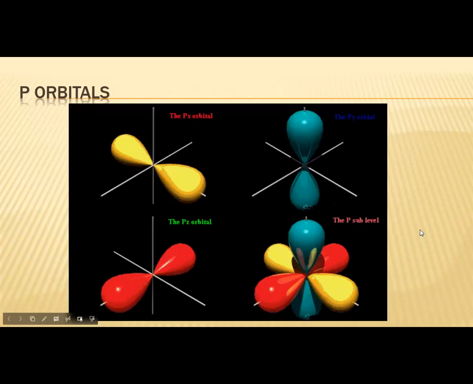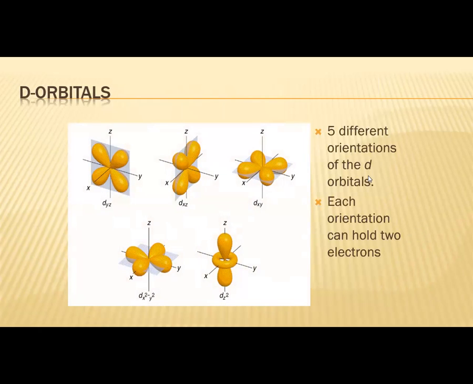jack shape. All right, now the third type of orbital is the d orbital. It looks like a 4-leaf clover.